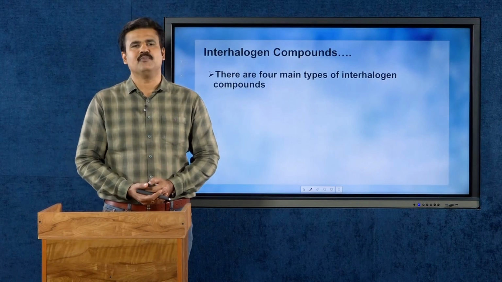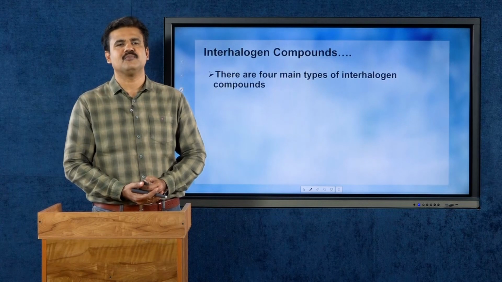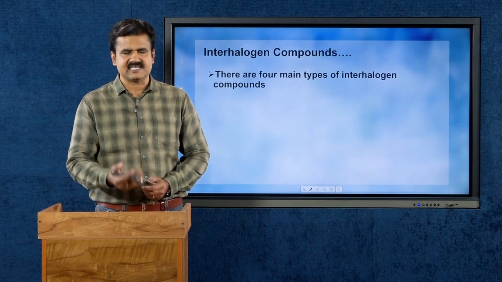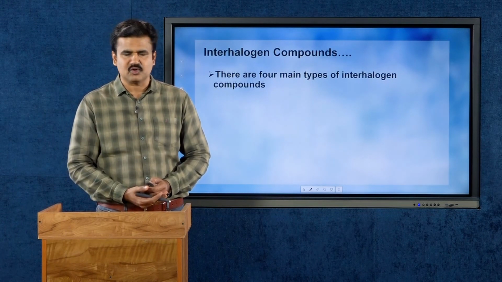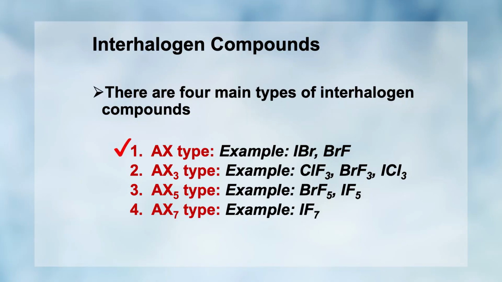Interhalogen compounds are of four main types. There are four types of interhalogen compounds. The first is the AX type interhalogen compound. Typical examples include IBr, BrF, etc. The second category is the AX3 type interhalogen compound. Examples are ClF3, that is chlorine trifluoride, BrF3 bromine trifluoride, and ICl3 iodine trichloride.